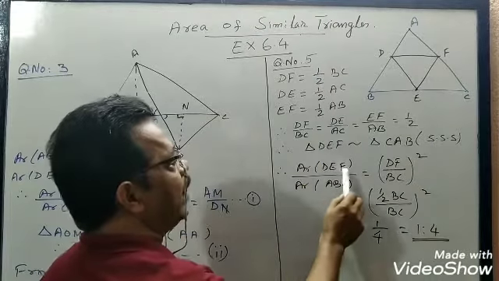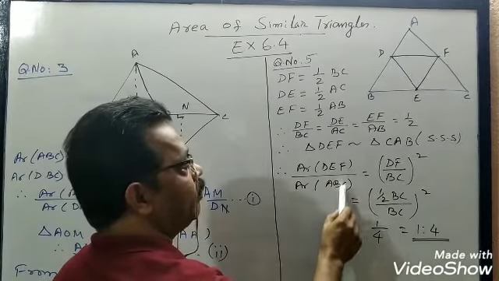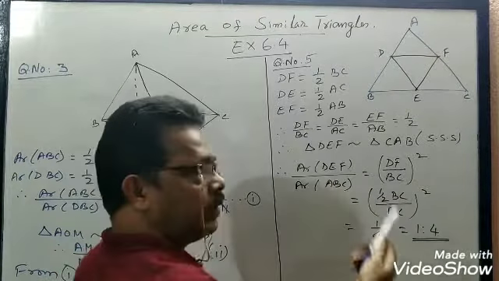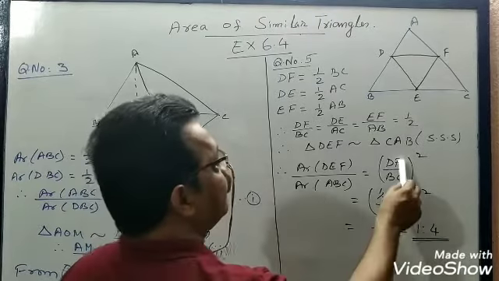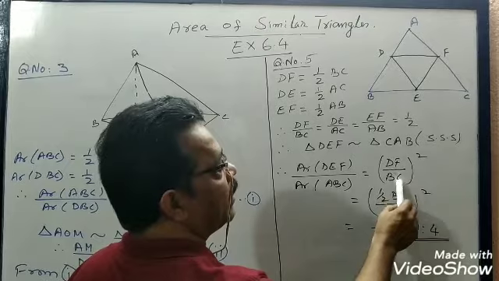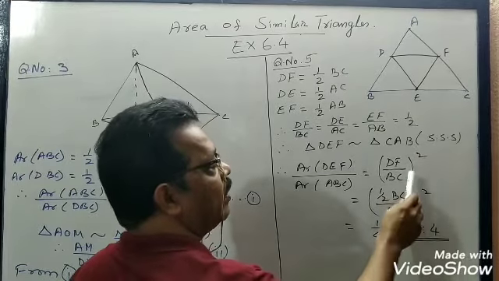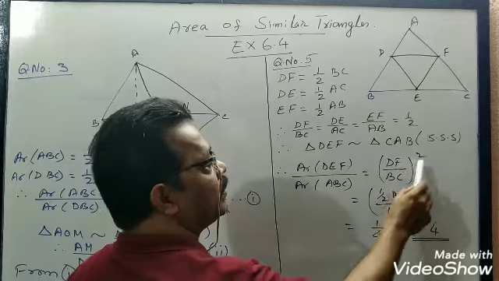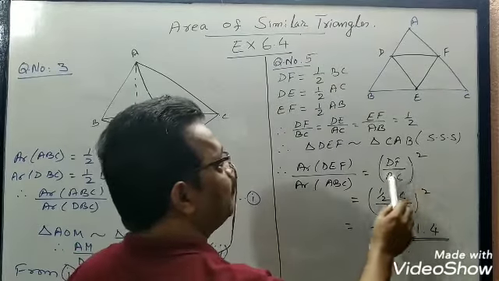Therefore, area of triangle DEF by area of triangle ABC equal to what? The ratio of the areas of similar triangles is equal to the ratio of the squares of the corresponding sides. We can take any side. DF if you take, then BC we have to take. So DF by BC the whole square, that is DF square by BC square only. That is the theorem we have studied.